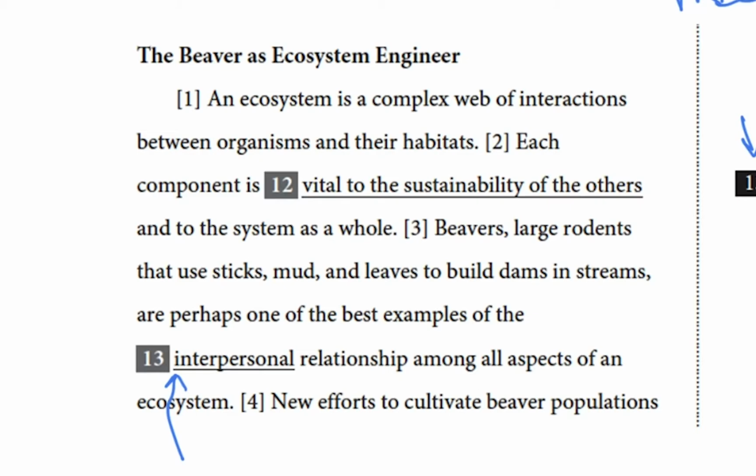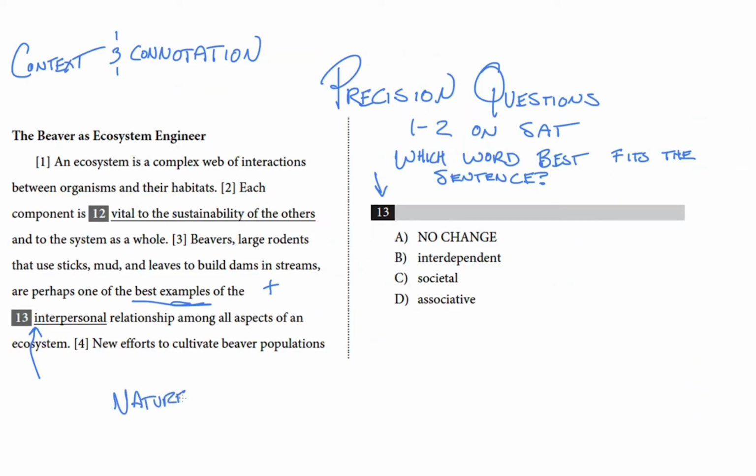So instead of thinking about interpersonal, let's just imagine there's a blank there. What is this text about? Ignoring that word, what is this text about? It's about how beavers are a great example of how ecosystems connect organisms to habitats. The text uses best examples. So that means that we're looking for something with a positive connotation, or at least not a negative connotation. We're also looking for something that is about interconnectedness, with an added connotation of nature or systems.